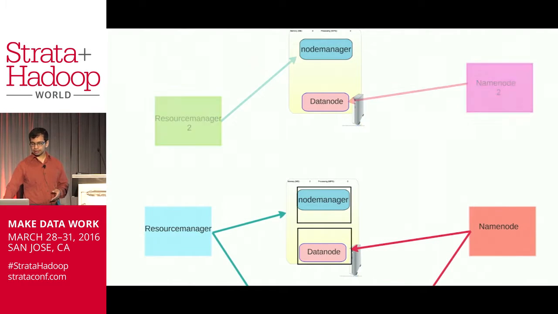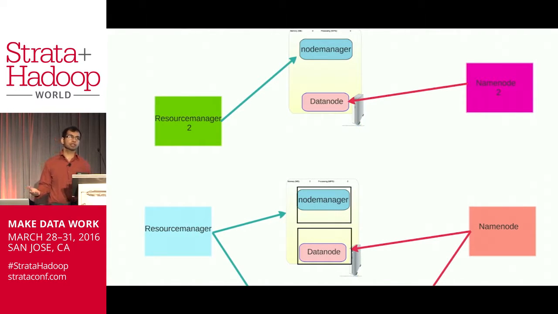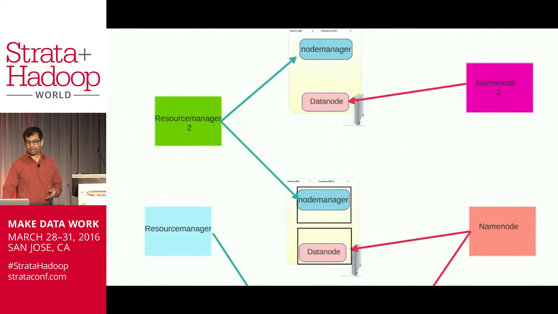If you have a second cluster that needs additional compute, you can give away this node manager to that second cluster. And now you have additional compute for the second cluster, and your first and second clusters are running on the same machine. One is using all the compute, the other one is using all the storage. So this is a simple example of how and why we want to deploy Hadoop daemons on containers.